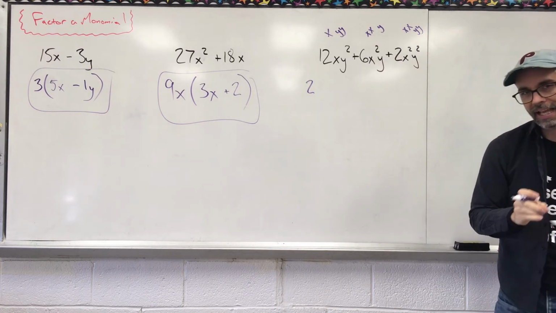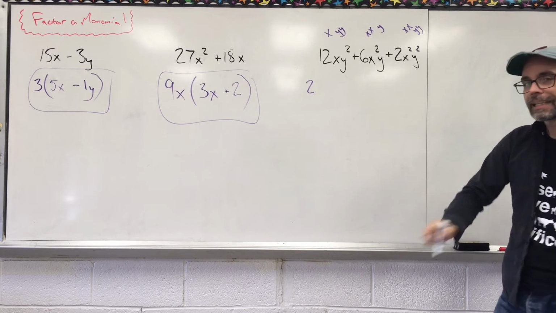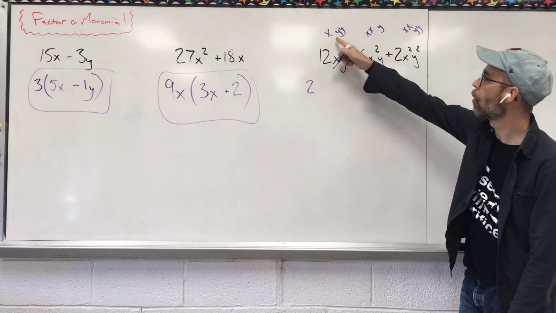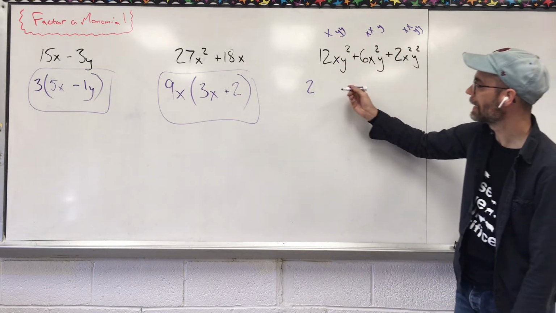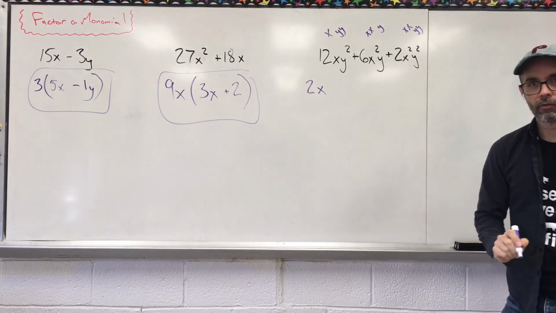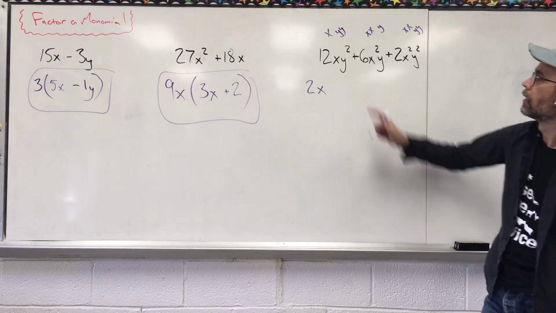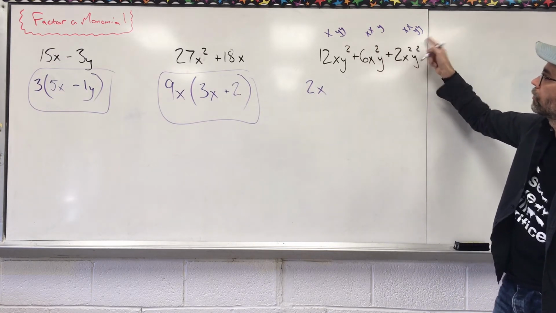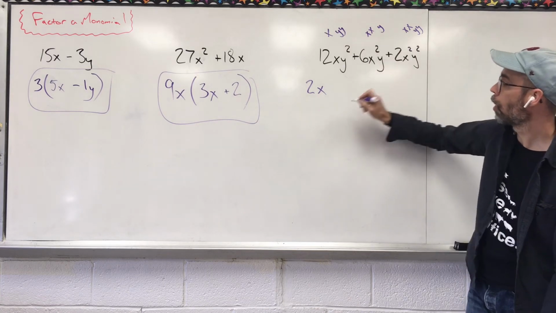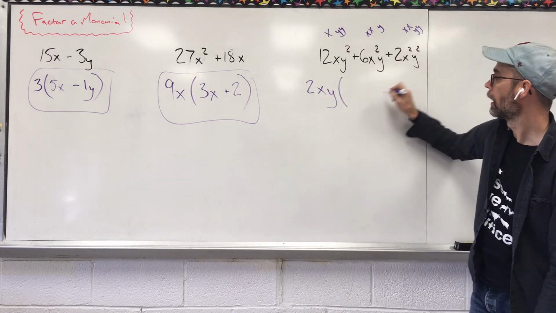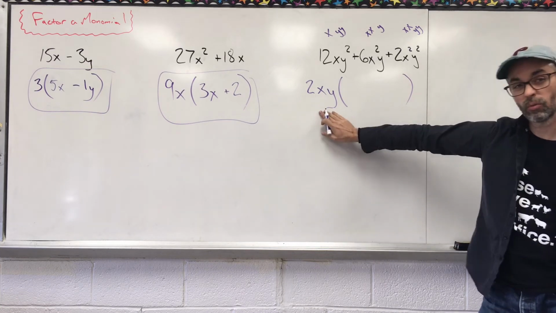So now I'm going to ask, x's: at least how many x's are in every group? Well, I have 1, I have 2, I have 2. There's at least 1 x in every group. Y's: I have 2, 1, 2. There's at least 1 y in every group. Okay, that's what we have to factor out.